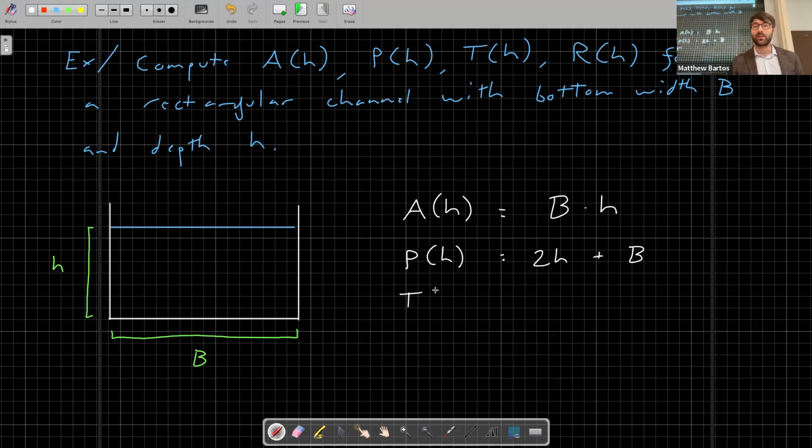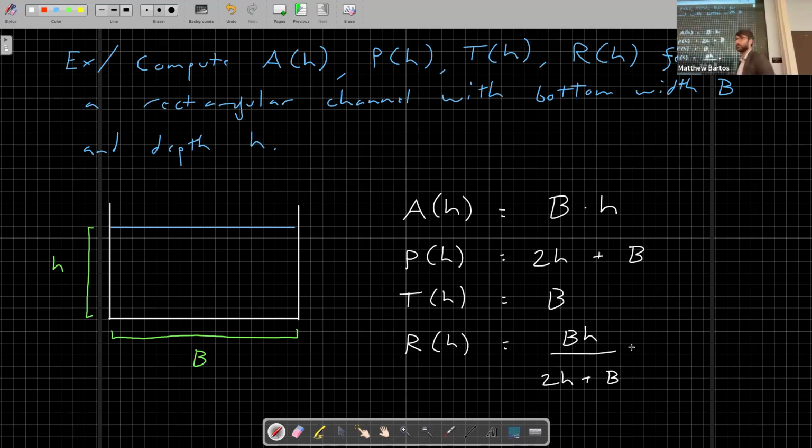Okay, what about the top width T? It's just B because that's a rectangle. And then the hydraulic radius is equal to A over P. So that's going to be BH over 2H plus B. So for a rectangular channel, we can specify these hydraulic geometries pretty easily.